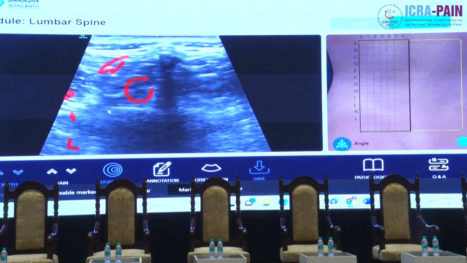So if you wish to do the facet joint block, your needle should come like this. If you wish to do the medial branch block, your needle should come like this. If you wish to do the dorsal ramus block or the erector spinae block, your needle should come like this. These are the three important interventions for the dorsal rami branches.